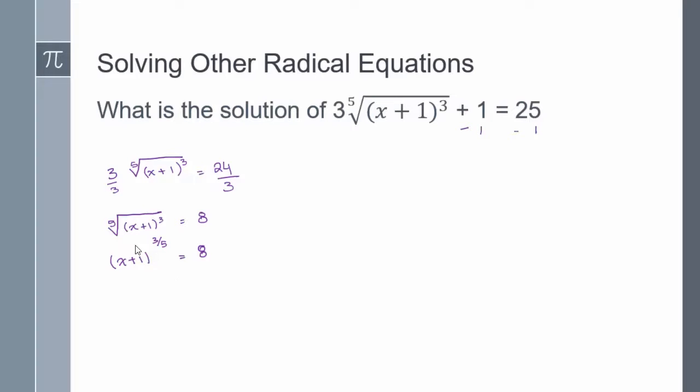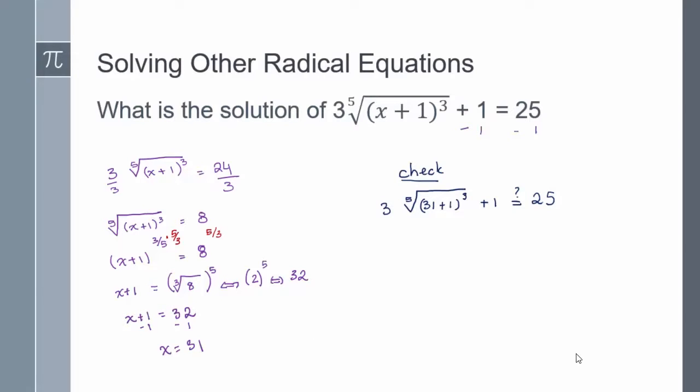Now, I need to get my exponent to equal 1. To do this, I need to multiply this exponent by its reciprocal, which is 5/3. If I multiply the left side by 5/3, I also need to multiply the right side by 5/3 to balance out my equation. 3/5 times 5/3 is 1, which leaves us with the quantity x plus 1. 8 to the power of 5/3 can be written as the cube root of 8 raised to the power of 5. When I evaluate the cube root of 8, I get 2, and 2 raised to the power of 5 equals 32. So I have x plus 1 is equal to 32. Solve for x by subtracting 1 on both sides, and I get that x is equal to 31.